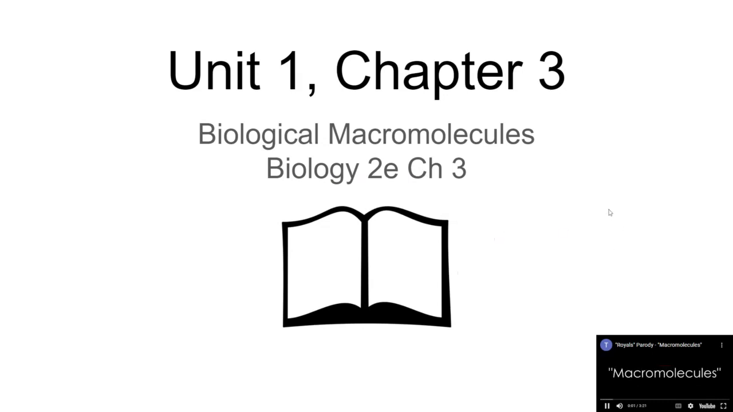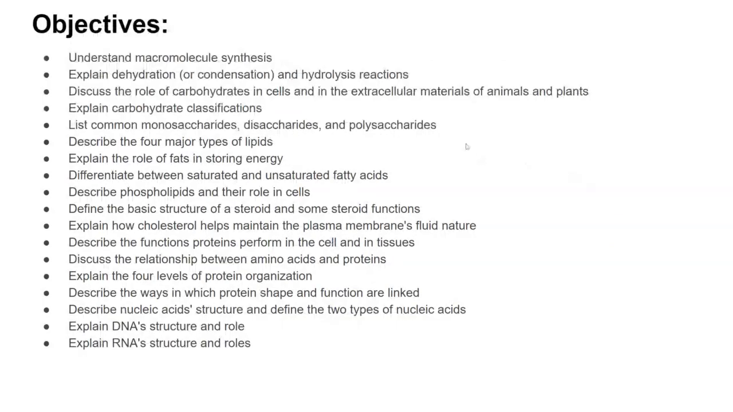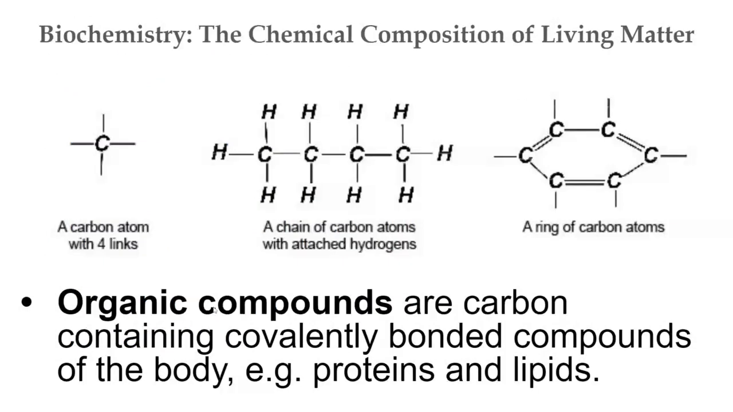What we're going to go over today is how these macromolecules are made and the different types of macromolecules. There are four main types of macromolecules, and we're going to go into detail of each of those types and different types within those categories. So the first thing that I want to go over is organic compounds.